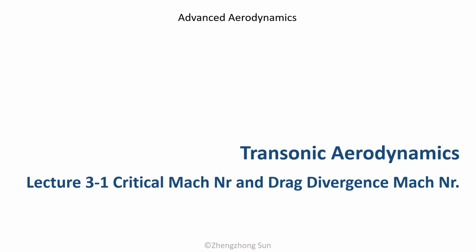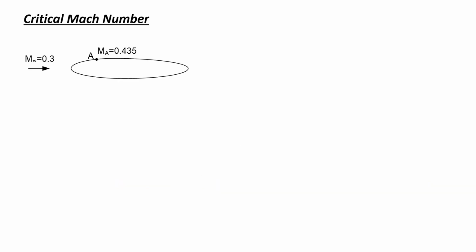In the previous lecture, we realized through a mathematical point of view why transonic aerodynamics needs to be addressed dedicatedly. In this third lecture, we will go through two important concepts in transonic aerodynamics. One is the so-called critical Mach number, the other is the drag divergence Mach number. So first of all, let's see the critical Mach number.